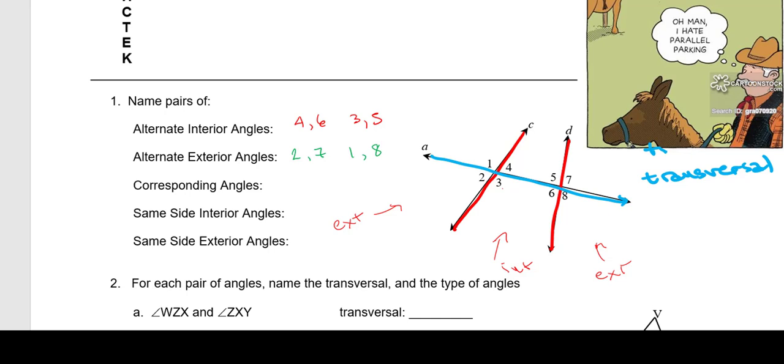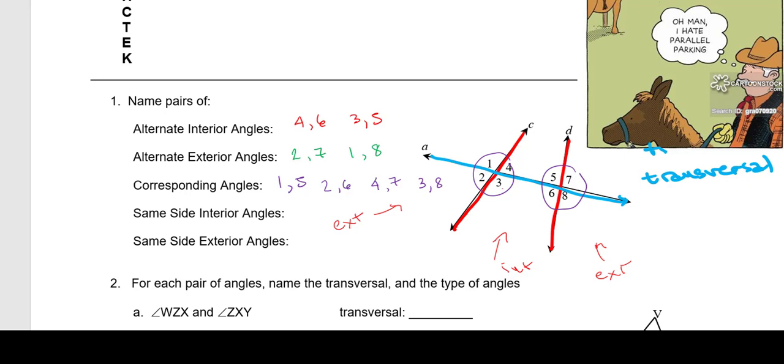Corresponding angles are angles that, when I look at these two intersections, this intersection and this intersection, if you think about the angles that are on the top left-hand corner at both of those intersections, they would be 1 and 5, and those would be called corresponding angles. Likewise, if I did bottom left, it would be 2 and 6. Top right-hand corner would be 4 and 7, and 3 and 8, of course, would be the bottom right.